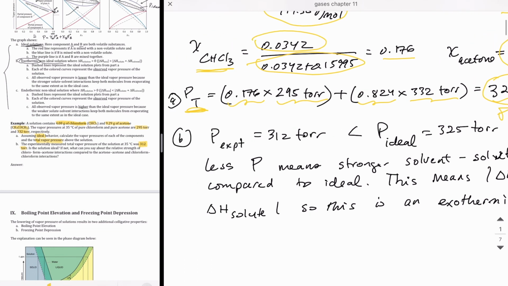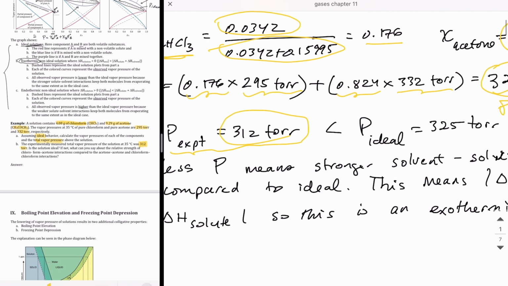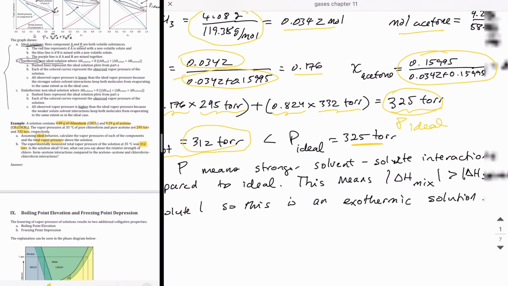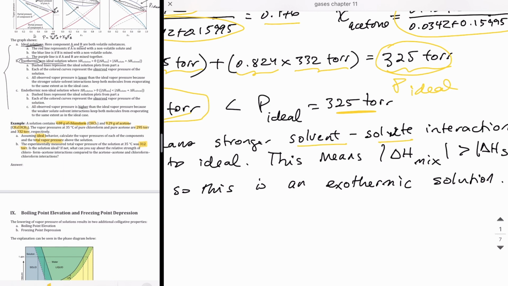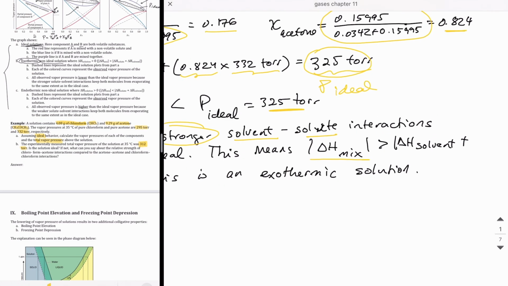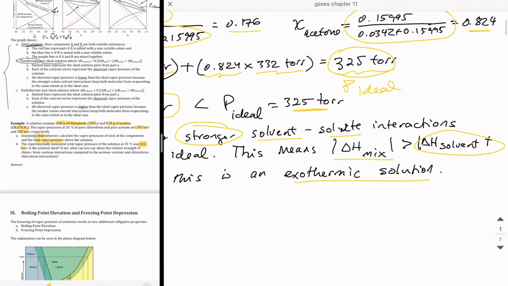In the question, I was told that the experimentally measured vapor pressure is 312 torr. So that means that is less than my ideal vapor pressure. So if the solution has less pressure compared to ideal, that means that there are fewer particles that escape to the vapor state, right? So if there are fewer particles, that means the interaction between solvent and solute is stronger than I expect, stronger than my ideal solution assumption, okay? So that, of course, means that the absolute value of my delta H mix is going to be greater than the absolute value of the delta H of solvent plus delta H of solute. So this is an example of an exothermic solution.